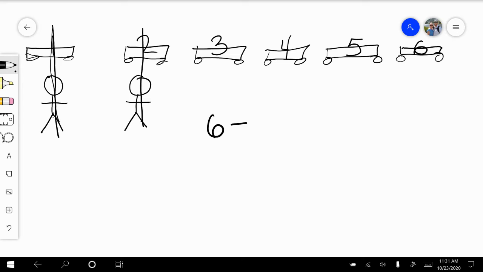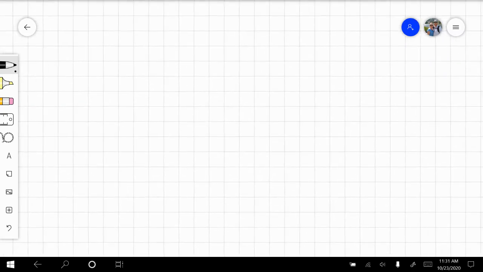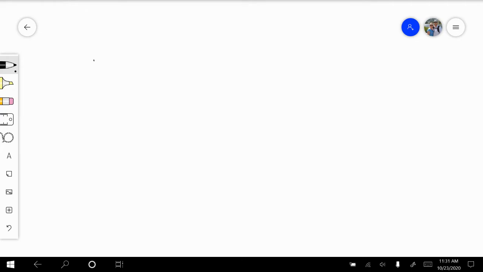6 minus 2 equals 1, 2, 3, 4. There are 4 more cars than drivers. There are 4 cars without a driver. Let's do a couple more. Here's my table.